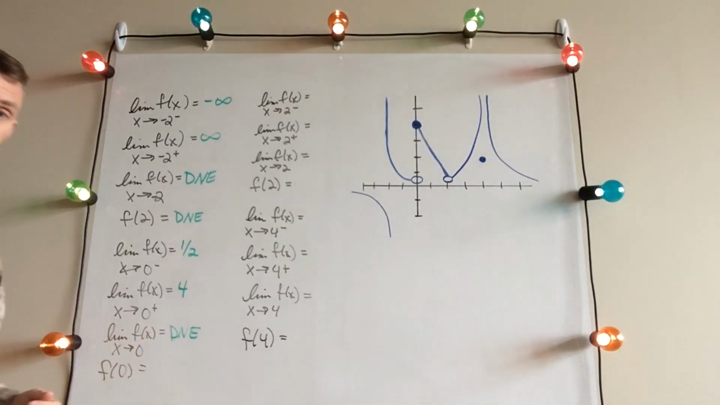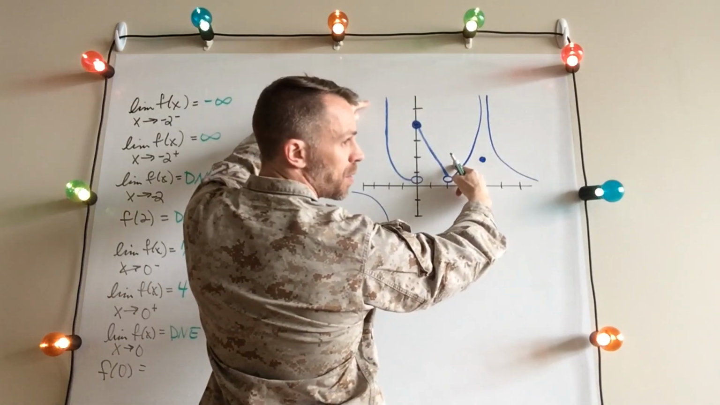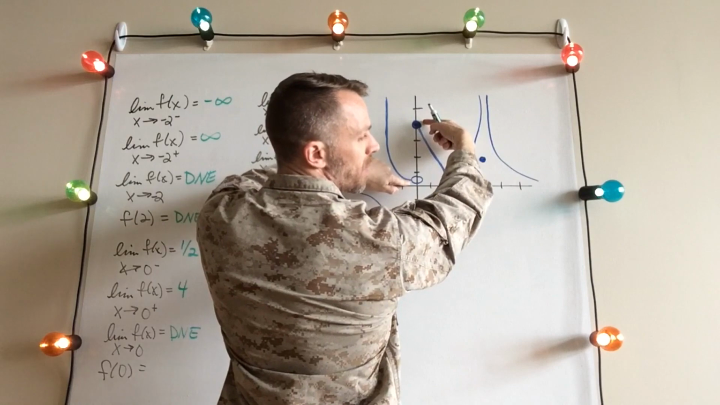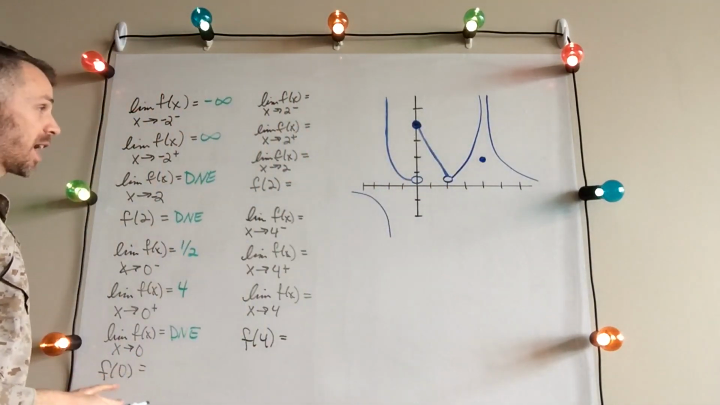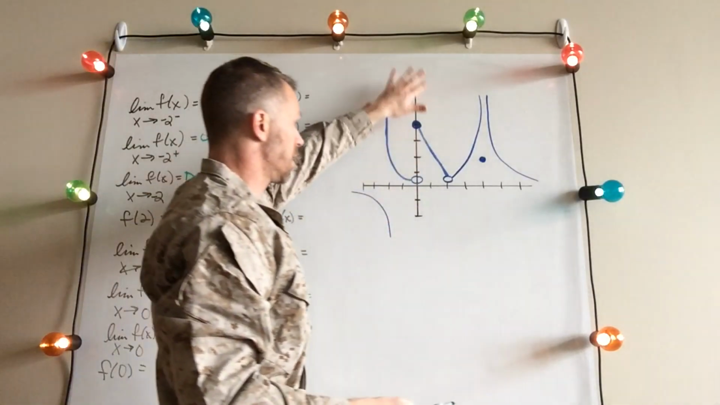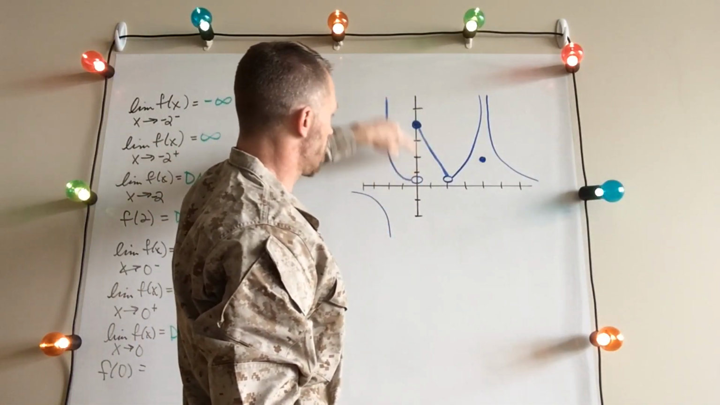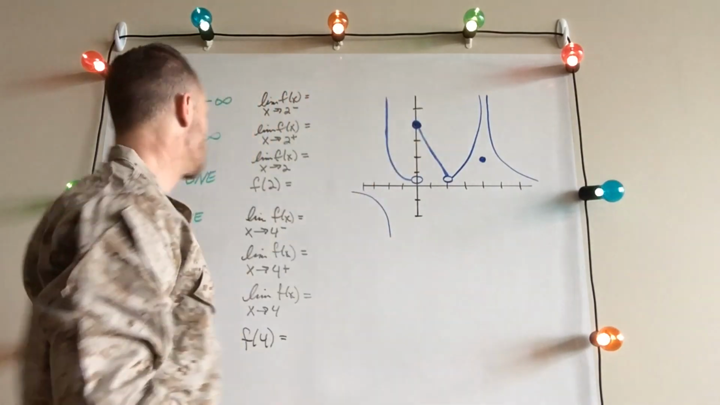does not exist. Again, graphically, as we get close to x equals 0 from both sides, my fingers have not met. That limit does not exist. What is f of 0? Again, here is x equals 0. Here's an open circle, so it's not that. Here's a closed circle, so it must be this value here.